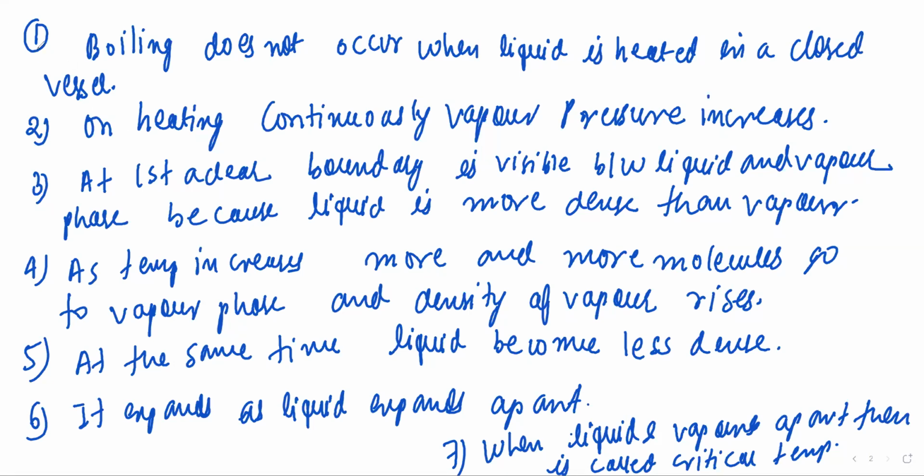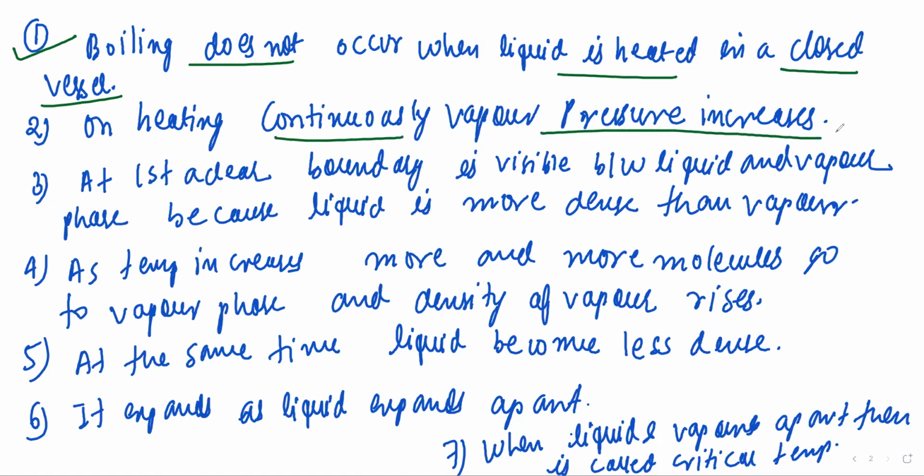So let's see the points explanation. Boiling point doesn't occur in a closed container or closed vessel when it is heated, right? So it obtains the vapor pressure only, not the boiling point. On heating continuously, vapor pressure increases. At first a clear boundary is visible between liquid and vapor because liquid is more dense than the vapor. So you can see the difference between the liquid phase and vapor phase.